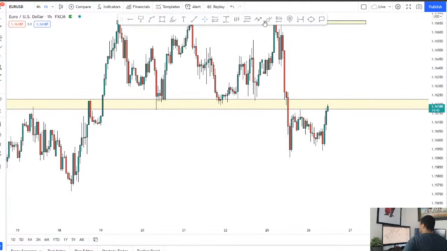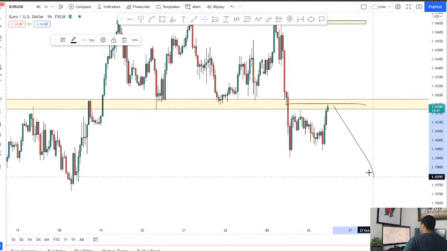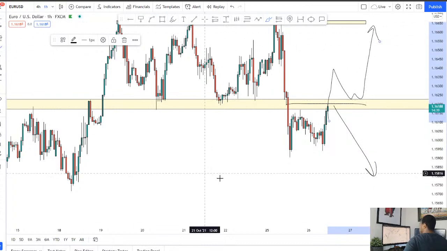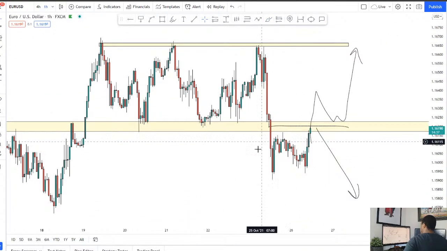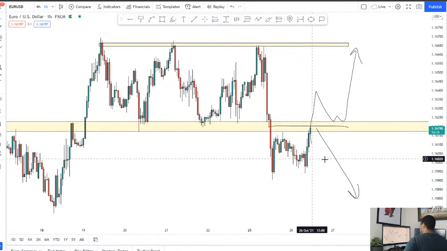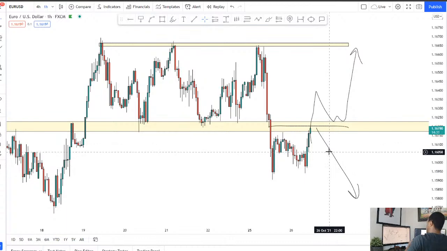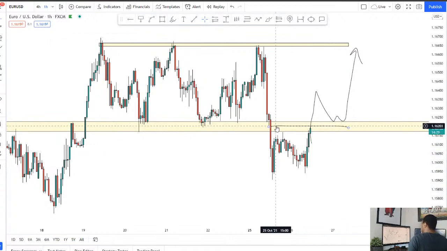I'm seeing if Euro USD can hold that resistance and move down, or break above and then move back up and continue. If it does break above, I'm treating that as a false break there, grabbing liquidity below this low, and then I'll look to get long and ride that to the upside. So that's what I'm looking for on Euro USD.